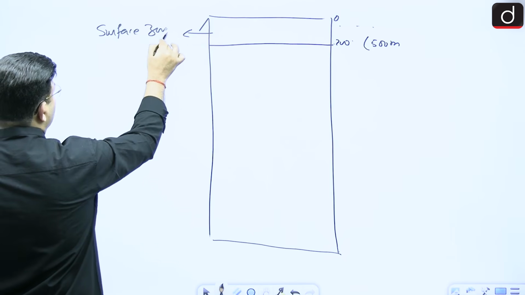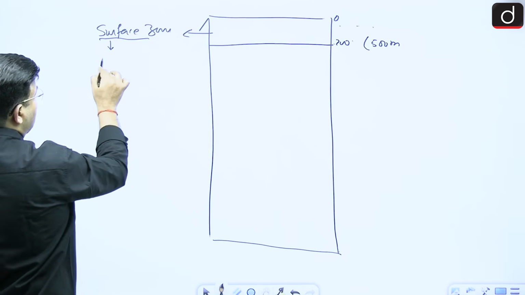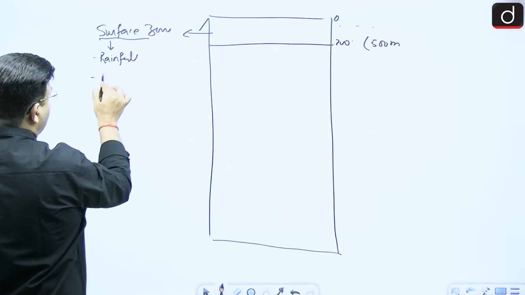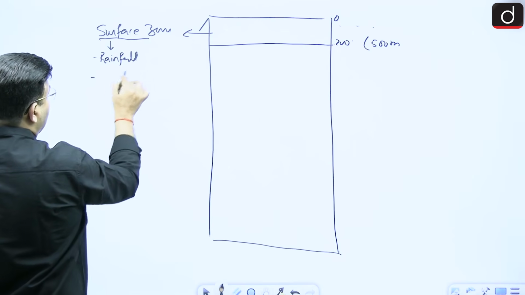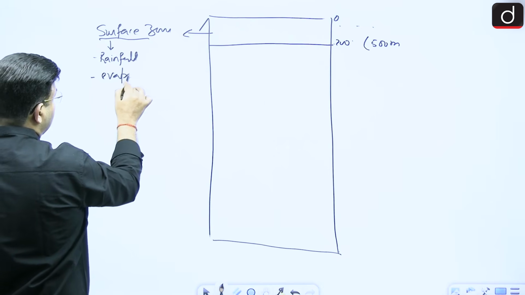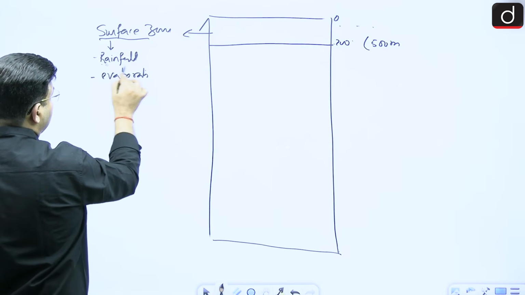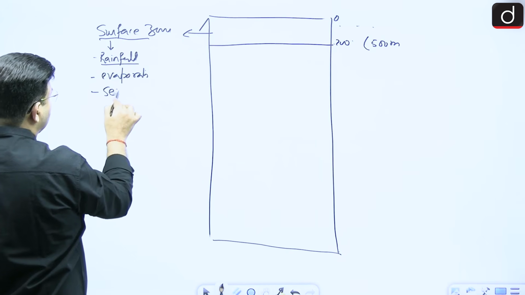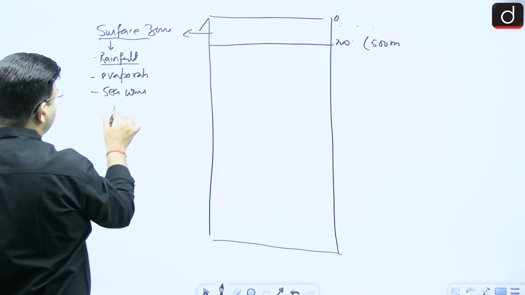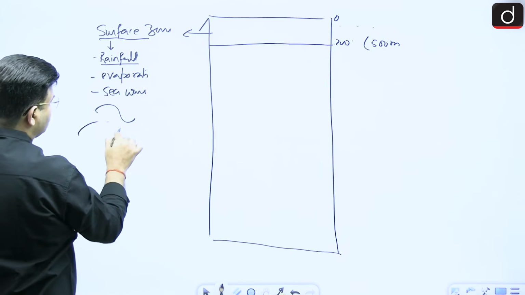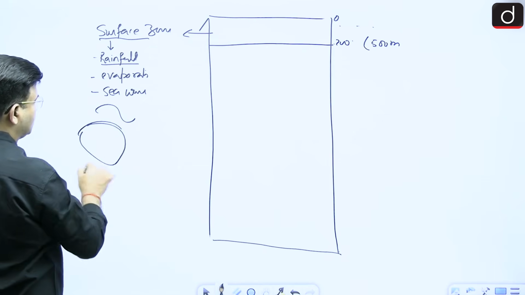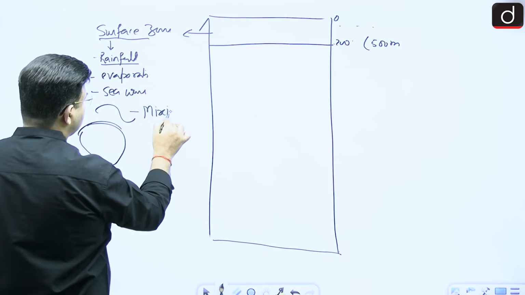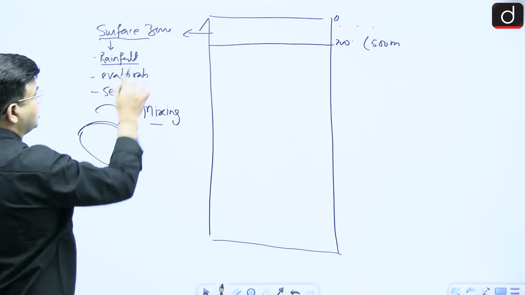In this surface zone, what is happening? Rainfall is happening, and evaporation is happening in different regions, and at the same time the sea waves are moving. Because of that, the top water is mixing with the water below, so mixing goes on in this region. So it is sometimes also known as the mixing zone, or surface zone.